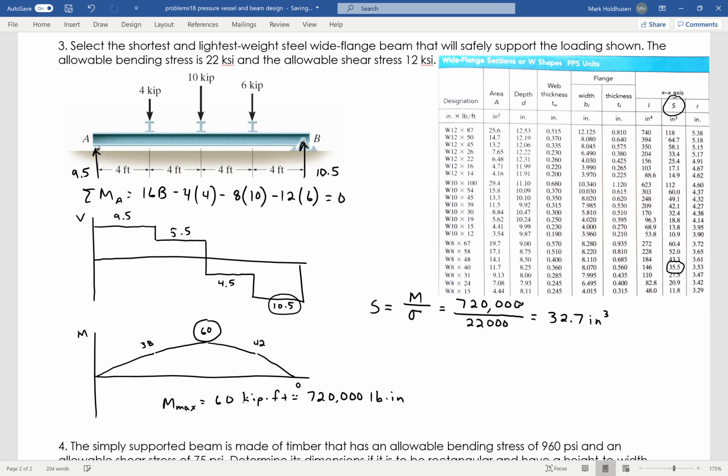So I've got this one right here, which is a W8 by 40. I've got this one here, which is W10 by 39. And I've got this one here, which is W12 by 26, which is going to be the answer because it is the lightest in pounds per foot. The other ones will work. They'll hold just fine, but they're going to be more expensive because they weigh more. There's more material. So the beam that I'm going to use is W12 by 26. That is the lightest beam that will hold this.